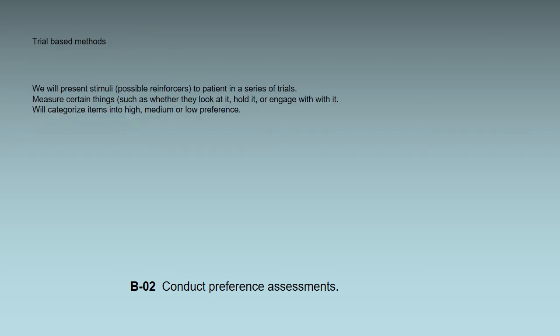There's also trial-based methods. We will present stimuli, possible reinforcers, to a patient in a series of trials. We'll measure certain things such as whether they look at it, hold it, or engage with it. And then we categorize them into high, medium, or low preference. Again, I want to reiterate, as an RBT, you probably won't be doing much of this, but it's still good to know.